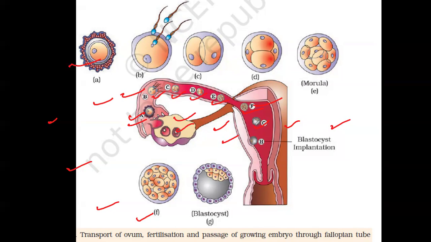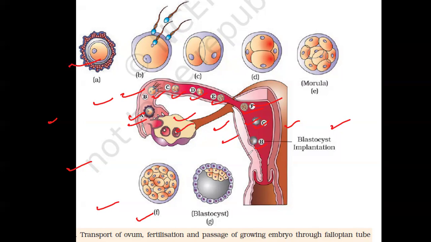Then you have this G. G is the blastocyst. Blastocyst, I told you, is differentiated into the trophoblast, the outer layer of cells, and the inner cell mass. The blastocyst enters the uterine cavity. And H shows us the implantation. The trophoblast attaches to the endometrium of the uterus. The blastocyst becomes embedded in the uterine wall. The process is called implantation, and it initiates the pregnancy itself.